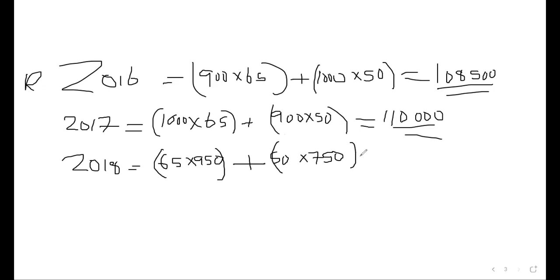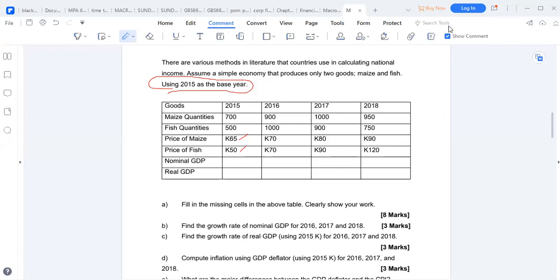So this is finding the real GDP, that is the real gross domestic product, 950 plus 50 multiplied by 750. So we're getting 99,250. Okay, so we have this one. All right, so this is it. That is what is happening. So this is what we have.